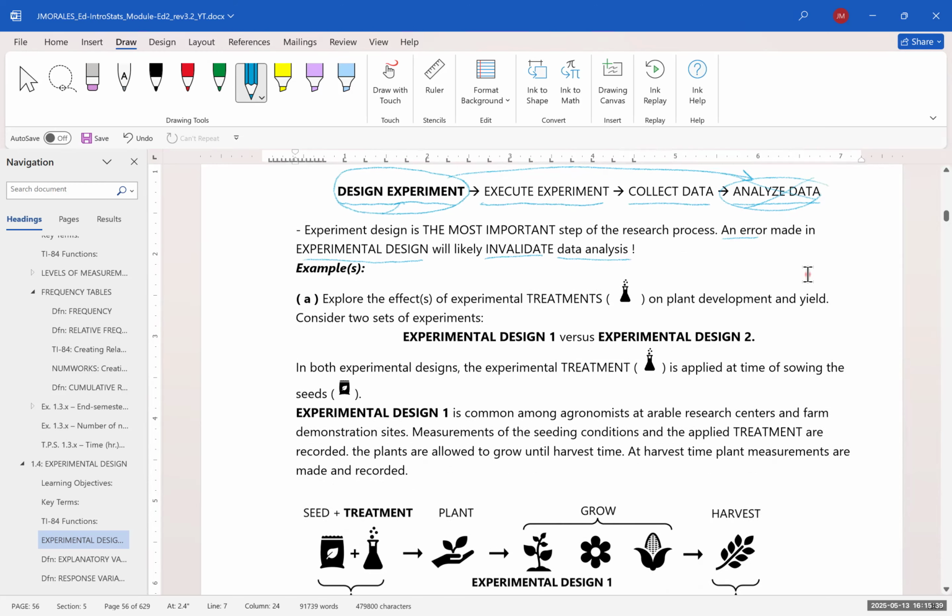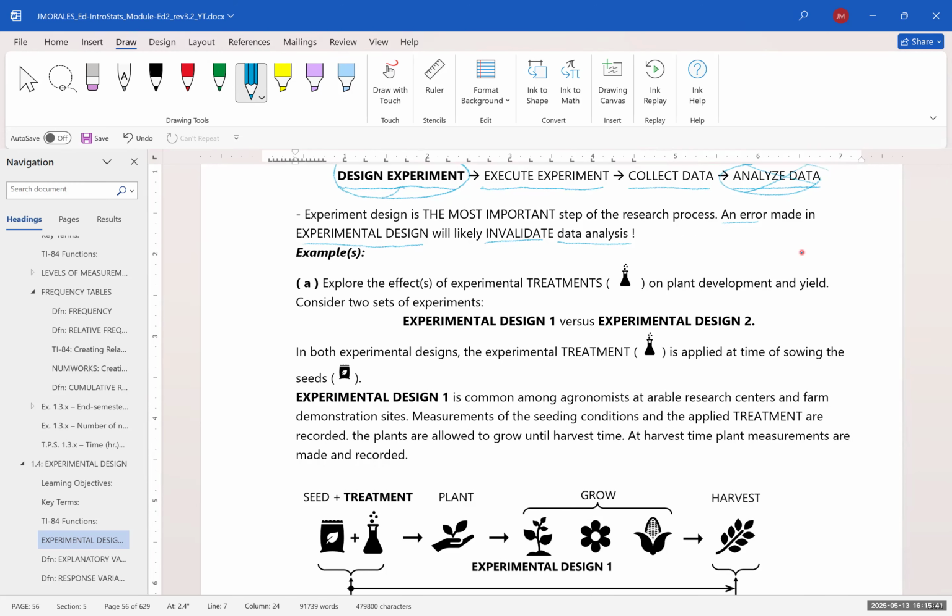So here's an example. Let's say you're exploring the effects of an experimental treatment. Okay, and I'm using this flask symbol to show a treatment. So you're testing the effect of an experimental treatment on plant development and yield. So yield would be how many ears of corn grow on a single plant, how many apples grow on a single apple tree, right? If only 5 apples grew in an apple tree, that would be low yield. If you had 50 apples growing on a tree, that might be high yield, okay?